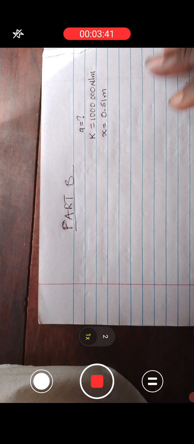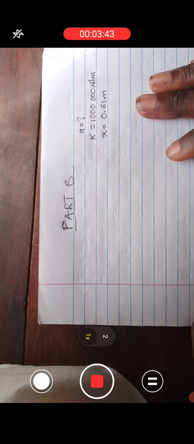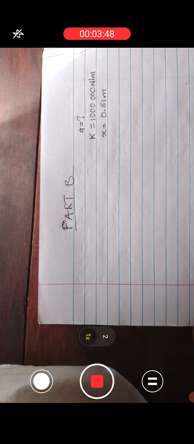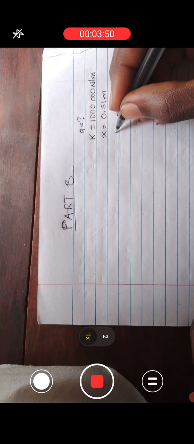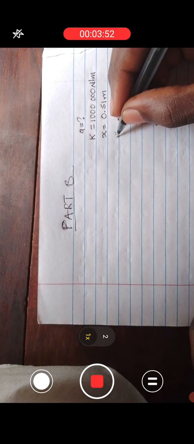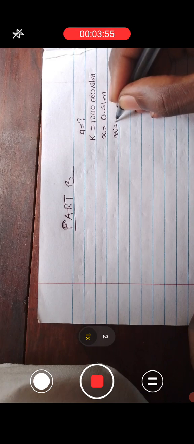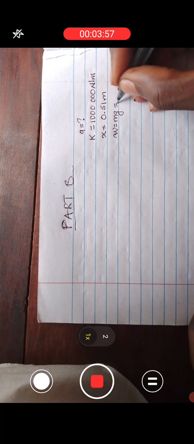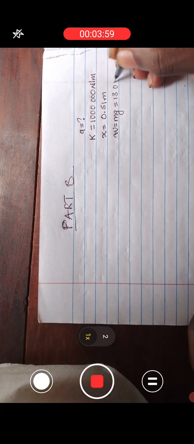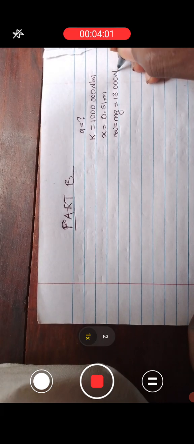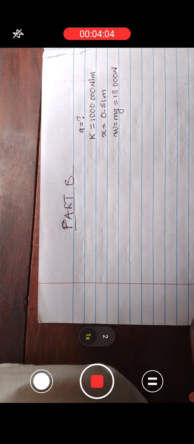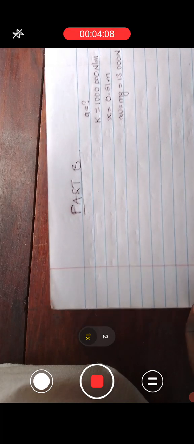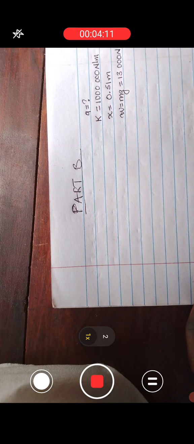The next thing we need to calculate the acceleration is the mass. But you don't have the mass, you only have the weight, which is mg, which is equal to 13,000 newtons. So now how do we find the acceleration?